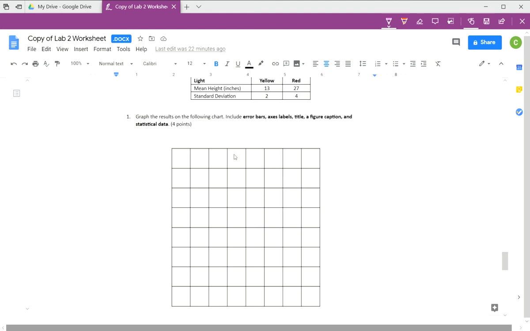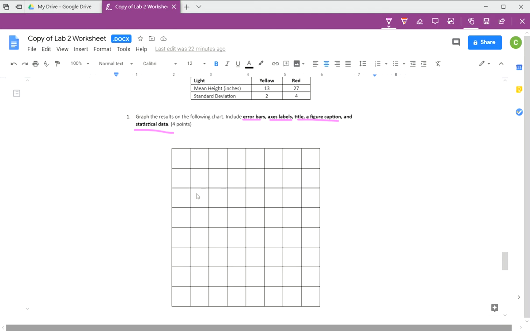All right, so in addition to just making a graph, you're just going to be making a bar graph, super easy. You all know how to do that. But we're going to fancy it up by adding a couple features such as error bars, making sure your axes are labeled appropriately, titles, figure captions, and you're going to include your statistical data with your graph. So again, simple bar graph, but we're adding fancy features.